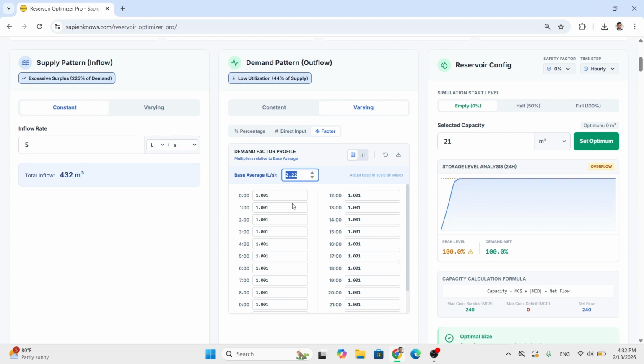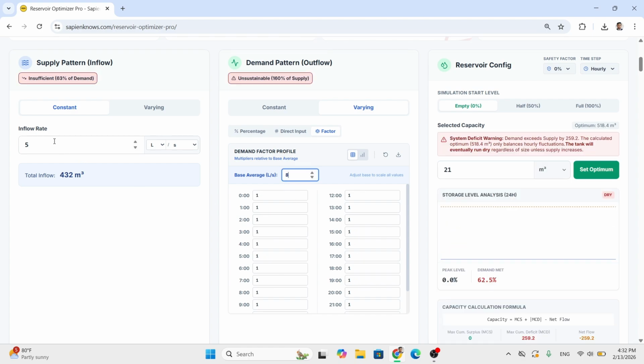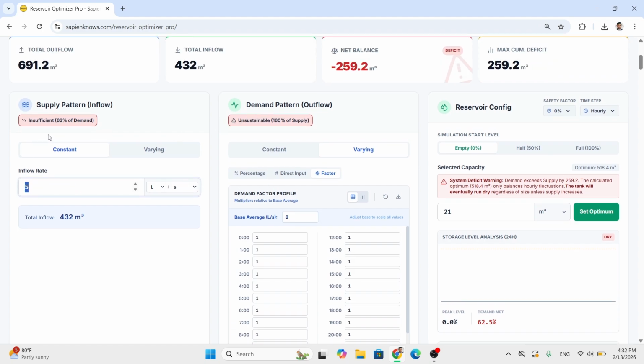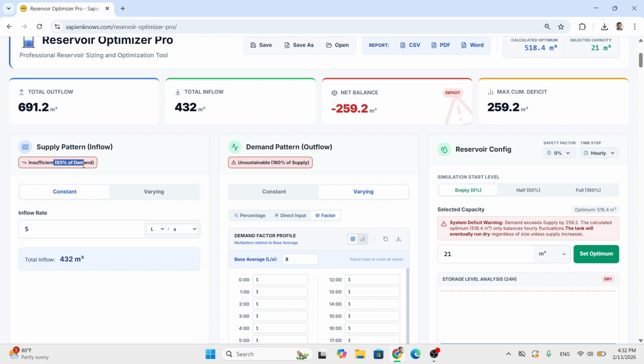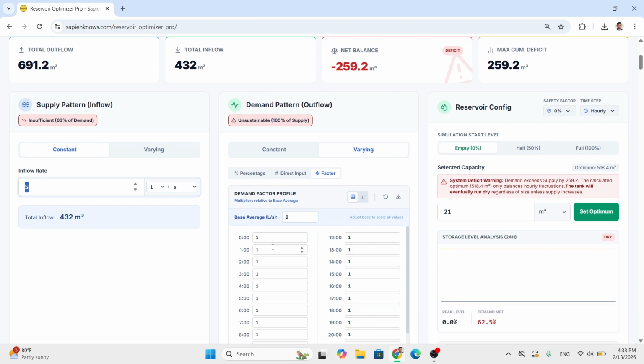If you choose a higher value, even greater than the inflow, then it is unsustainable, because the total outflow is 691 meter cube and the total inflow is just 432 meter cube, and there will be a deficit of 259.2 meter cube of water. So it is an unsustainable water supply source, because it cannot meet the demand. We will have to increase the inflow rate, or we have to decrease the demand.